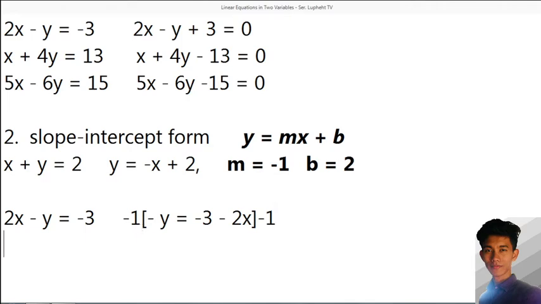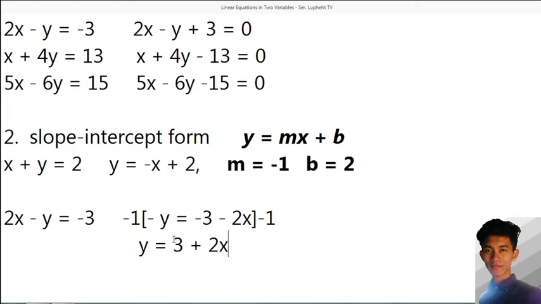Okay? So, to simplify this further, we have negative 1 times negative y, positive y na lang yon. Okay? Is equal to, so, tong left side ay okay na. Tong kabila naman, negative 1. Distribute lang natin siya dun sa loob. So, we will have 3. Negative 1 times negative 3 is positive 3. And then, negative 1 times negative 2x, that will become plus 2x. Okay.